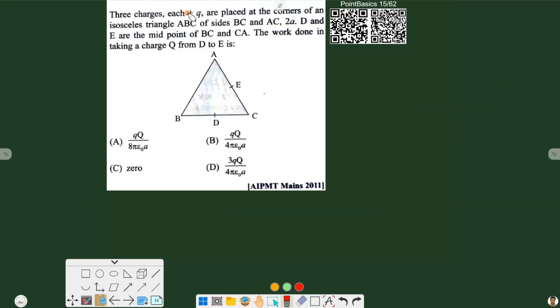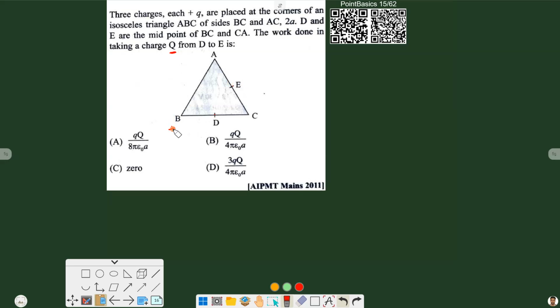Three charges, each of plus q, are placed at the corners of an isosceles triangle ABC, sides BC and AC 2A. So the length of each side is 2A. D and E are the midpoints of BC and CA. Work done in taking a charge Q from D to E. We have to find its value.